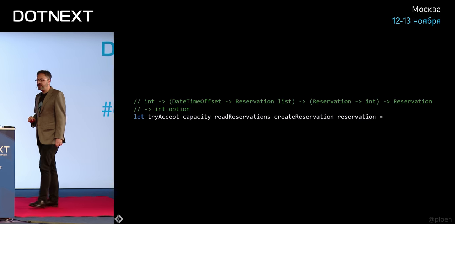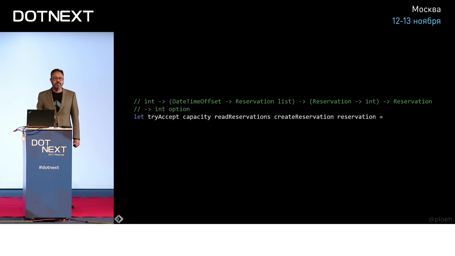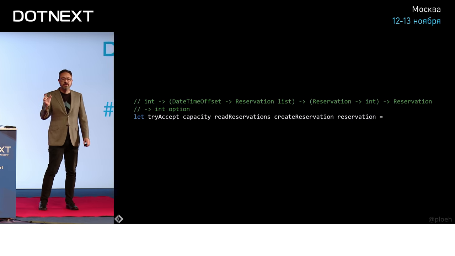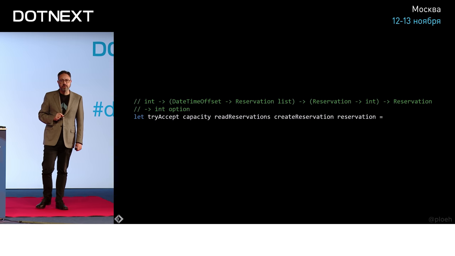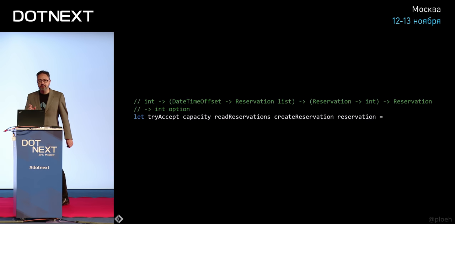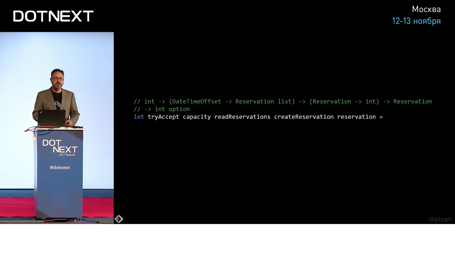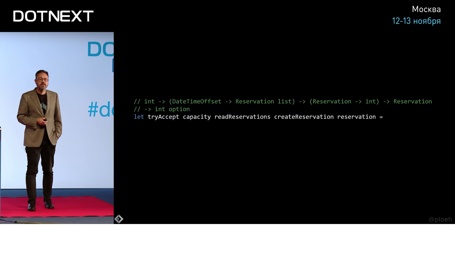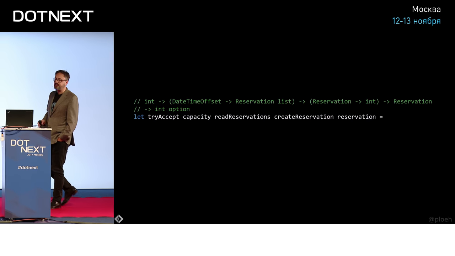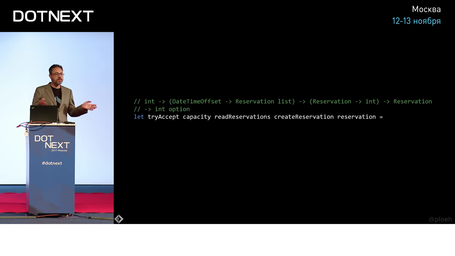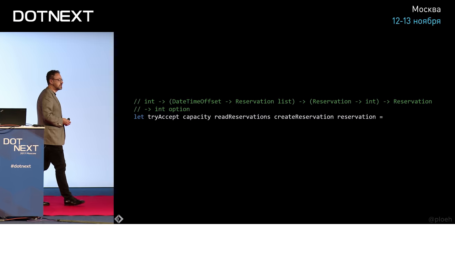We can briefly try to understand what those arguments are. If you look at the comments up there, you can see the first one is an int, so capacity is an int. This totally corresponds to the capacity dependency that we had in the object before. This is just the capacity of the restaurant, just an integer. Now, the next argument is called readReservations, and in the comments you'll see in brackets it says DateTimeOffset arrow Reservation list. So this is a function that takes a DateTimeOffset value as input and returns a reservation list as output. The intent is that we can query, for example, some sort of database, and it'll return a list of reservations that corresponds to this particular DateTimeOffset value.